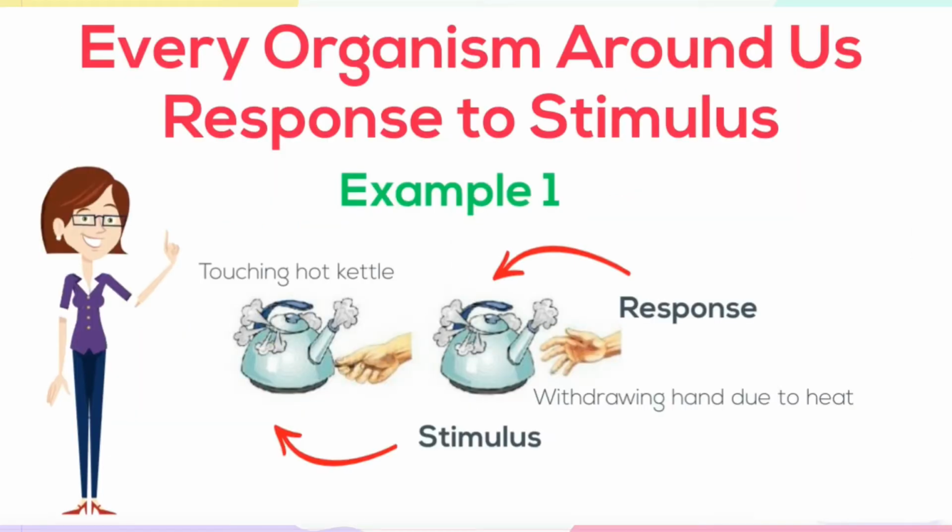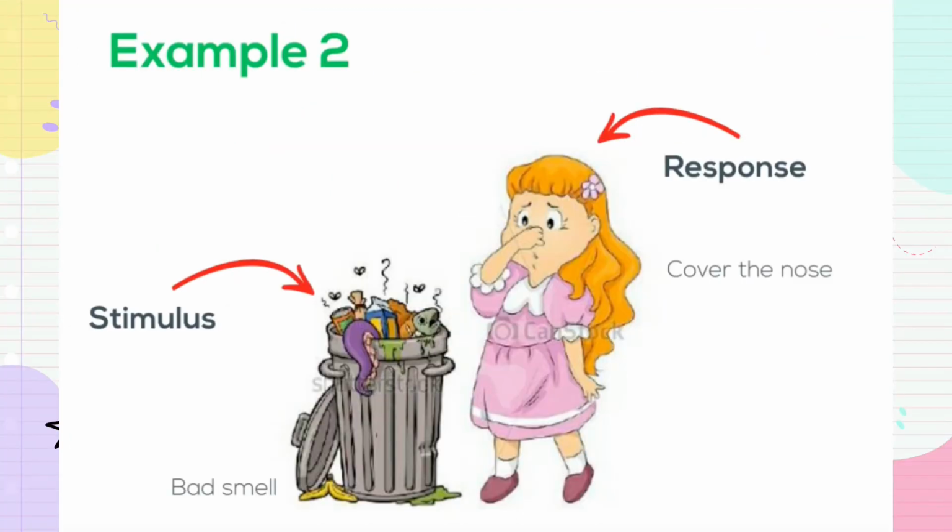Now every organism around us responds to stimuli. We have an example over here. Touching the hot kettle. This is the stimulus because when your hand touches the hot kettle, automatically you will pull your hand away because of the heat. Even if you are not looking, you are just walking by, you touch something hot, immediately you pull your hand away. So pulling the hand is the response and the hot thing is the stimulus because that is making you give the reaction, right?